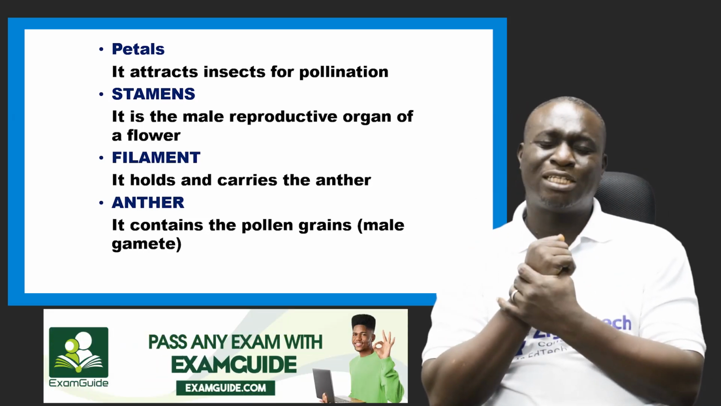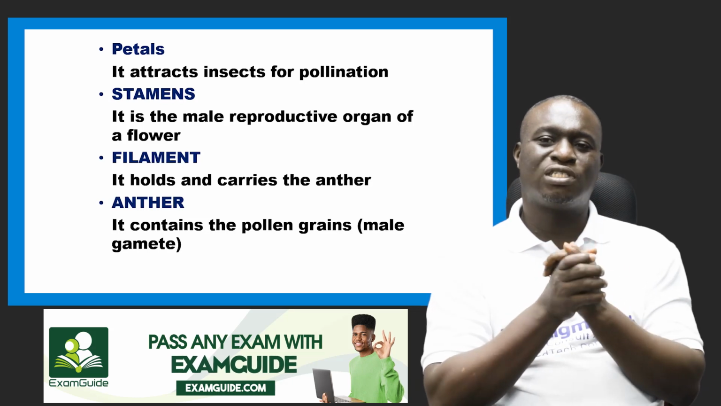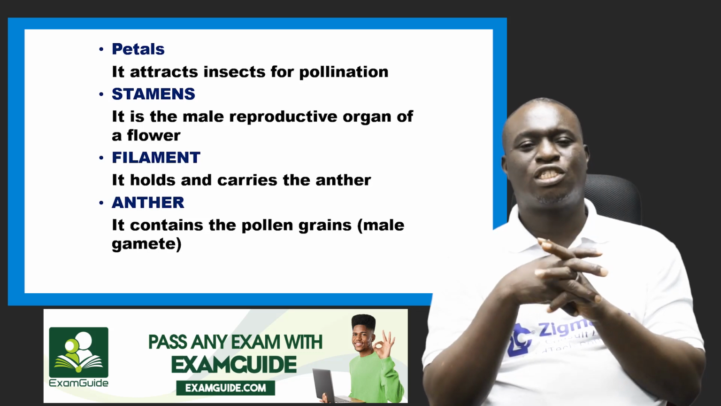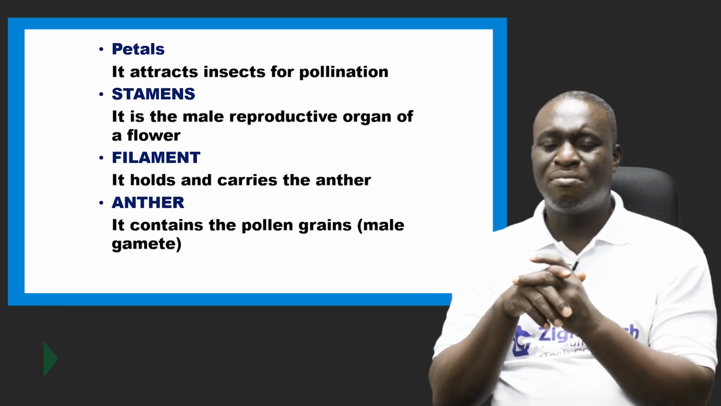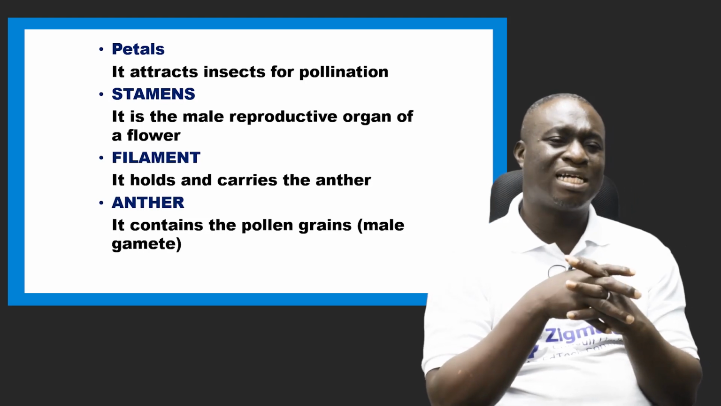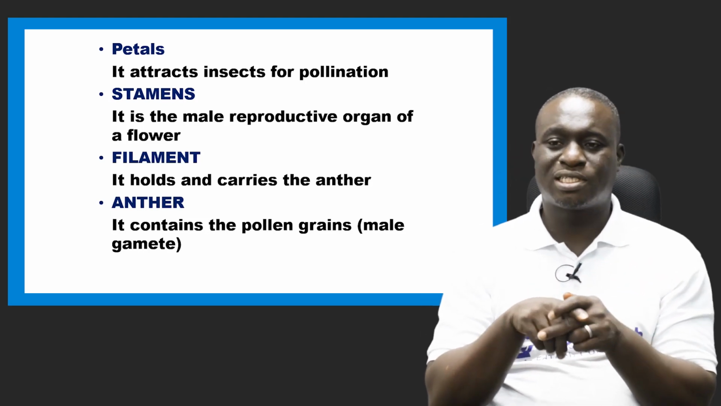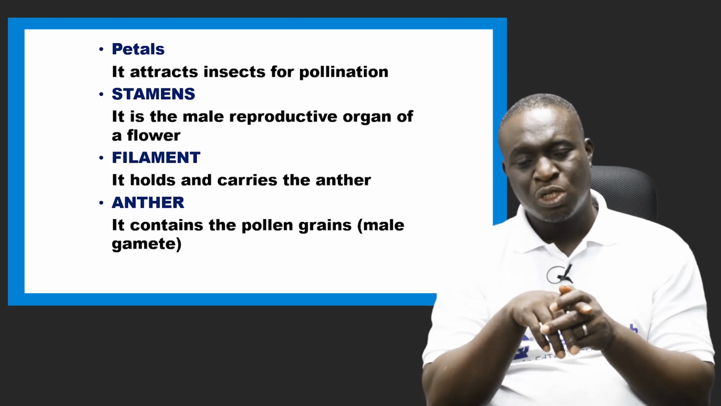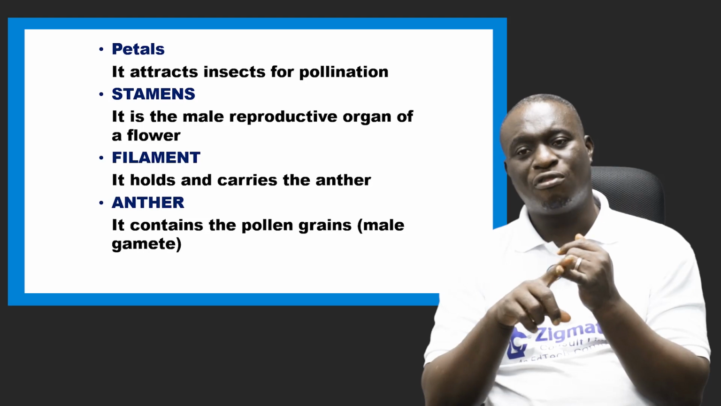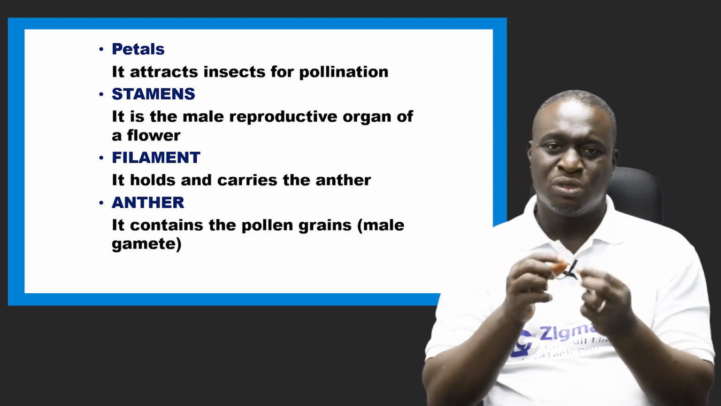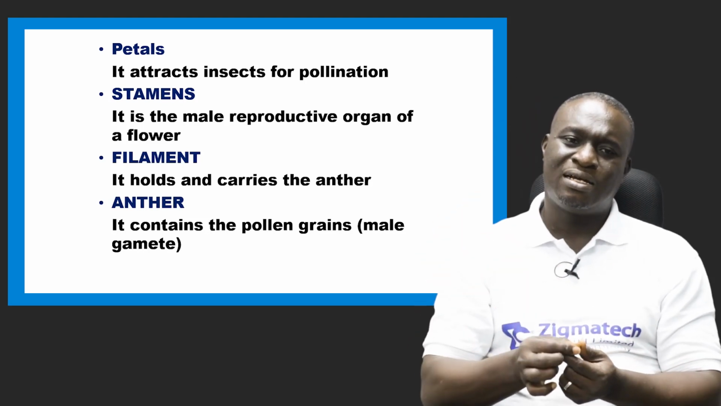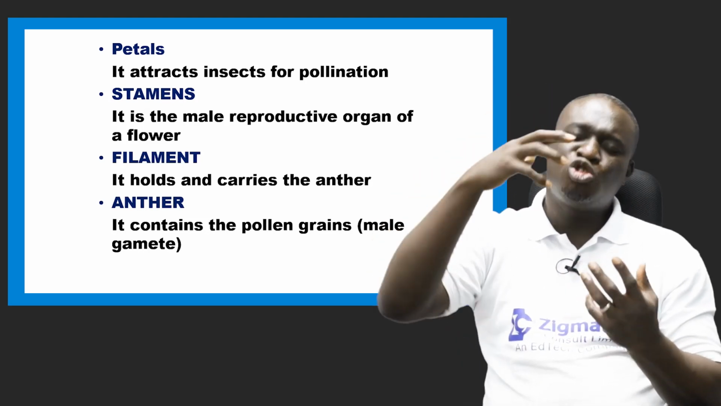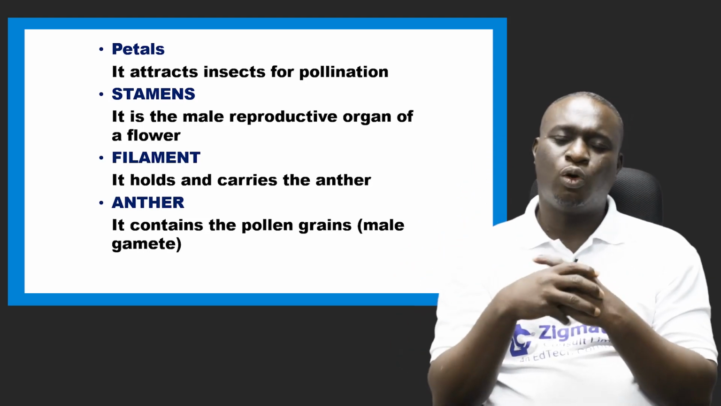And then another part of a flower is the stamen. If it is a perfect flower, it consists of a stamen. The stamen is the male reproductive part of the flower. It produces the male gametes in flowers. The stamen consists of the filament and the anther. The filament is a slender stalk, and the anther is at the tip of it, usually swollen, filled with pollen grains.